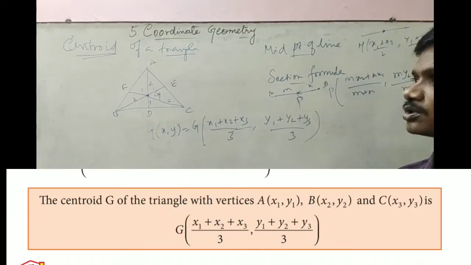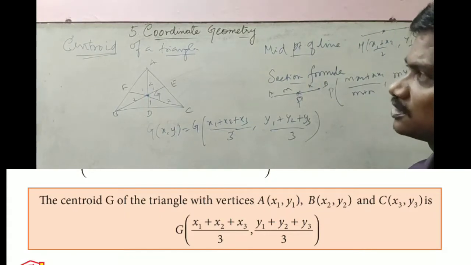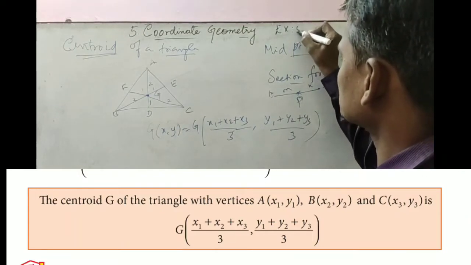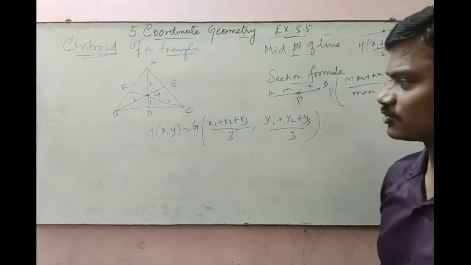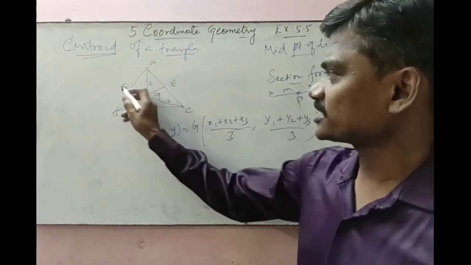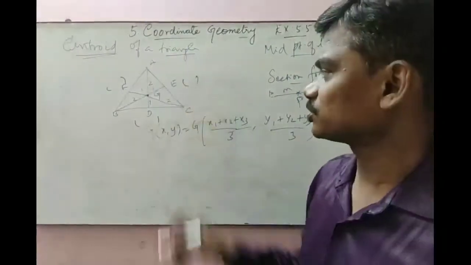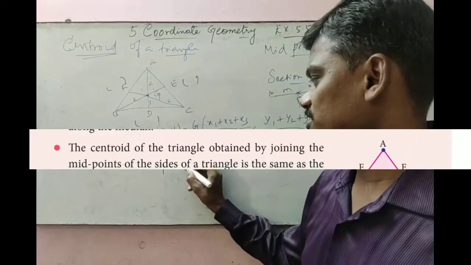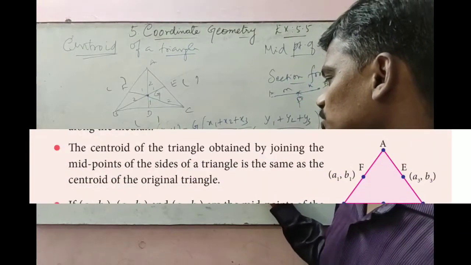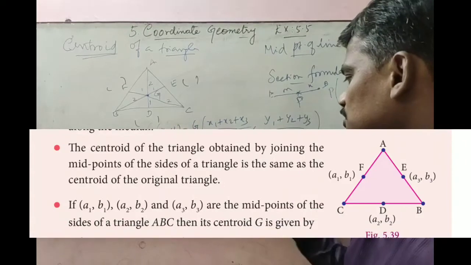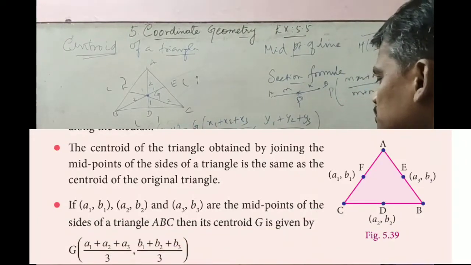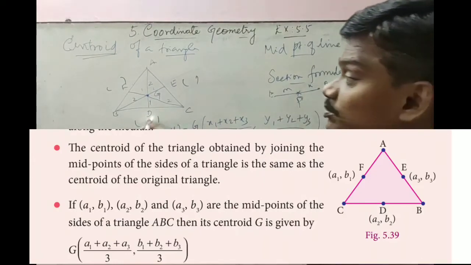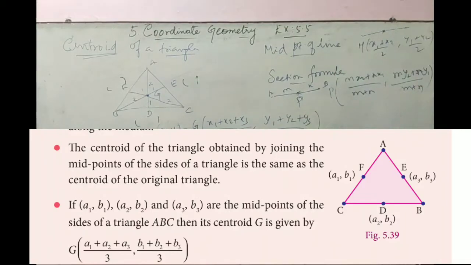Then we have to know two more formulae, then only can we do the sums in exercise 5.5. If the midpoints are given to you, then what is the formula to find the centroid? To find the centroid when the midpoints are given, it is (a1 plus a2 plus a3) by 3 comma (b1 plus b2 plus b3) by 3. So this is another formula to find the centroid when the midpoints of the sides are given.